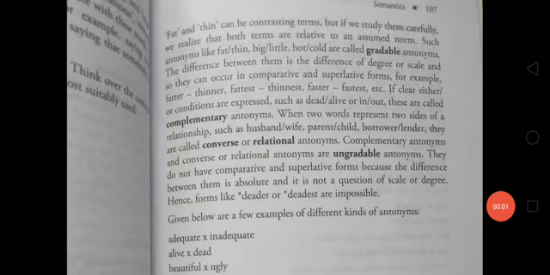In the previous video we discussed antonymy, and there was an example of fat and thin. Let's continue. The difference between them is a difference of degree or scale, and so they can occur in comparative and superlative forms. For example, fatter, thinner, fattest, thinnest, faster, fastest.